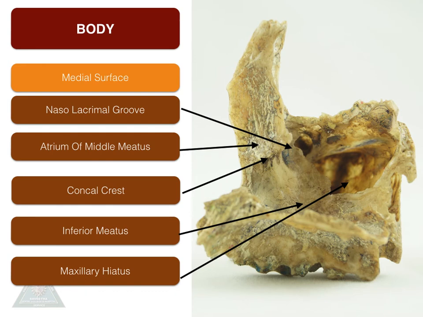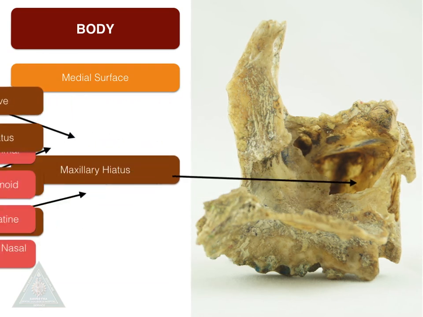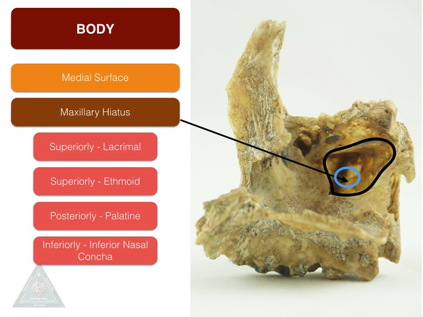And below it, it is marked by the maxillary hiatus, which is the opening of the maxillary sinus. The maxillary hiatus is very large, but in an intact skull, the size of the maxillary hiatus is reduced, which is marked by the blue ring. The bones which reduce the size of the maxillary hiatus, superiorly, are the lacrimal and the ethmoid bone. From behind, posteriorly it is the palatine bone, and from below it's the inferior nasal concha.